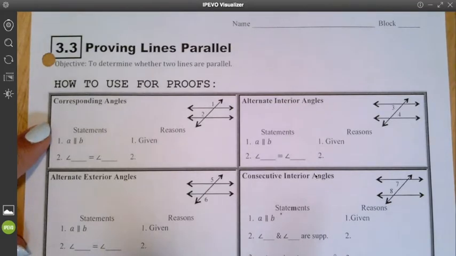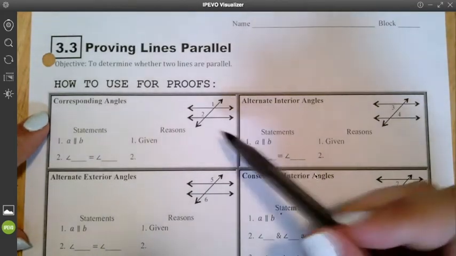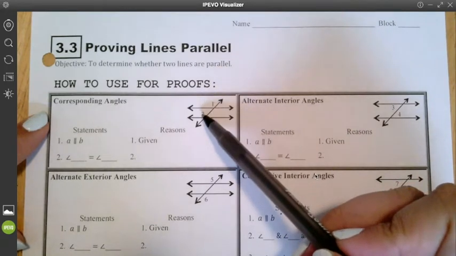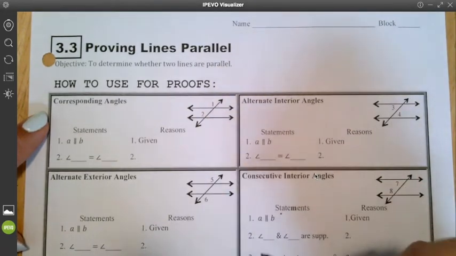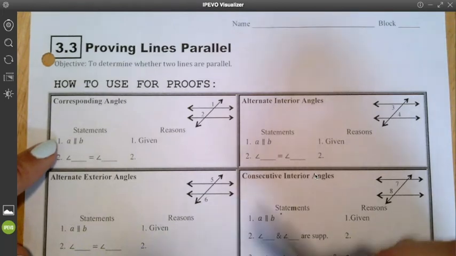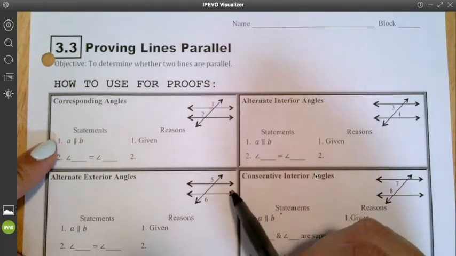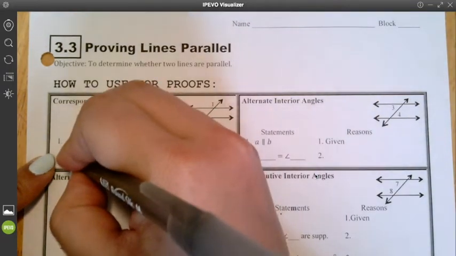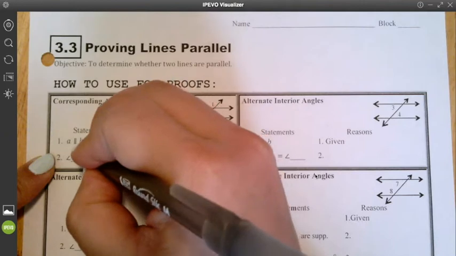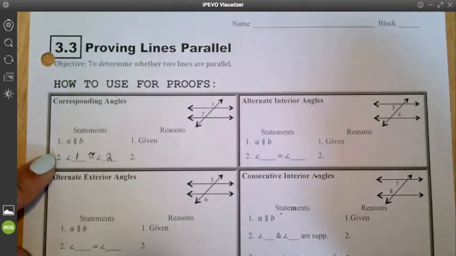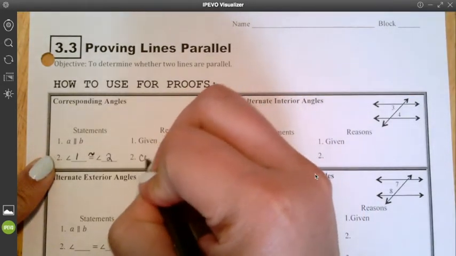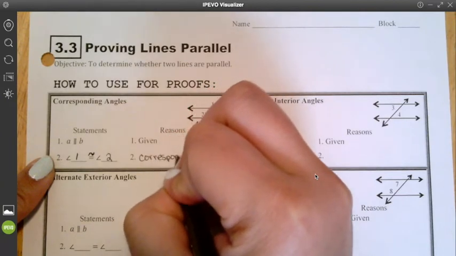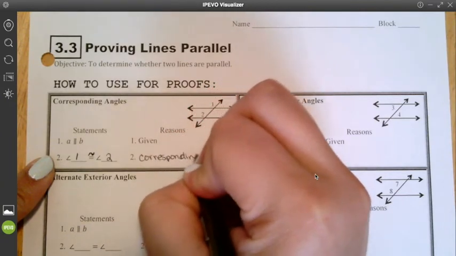So the first one that we're going to look at here is corresponding angles. And remember, that means that they're in the same place with relationship to the points of intersection. And so we can say that A and B, our lines here, are parallel. Then angles 1 and 2 have equal measurements. The angles are congruent, or their measurements are equal. And we can say that that's true by corresponding angles.